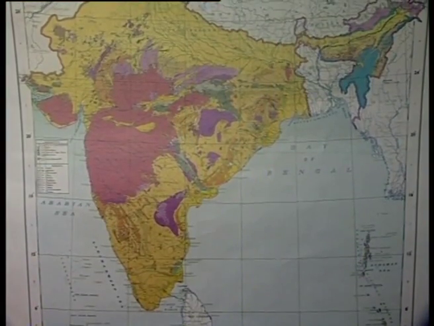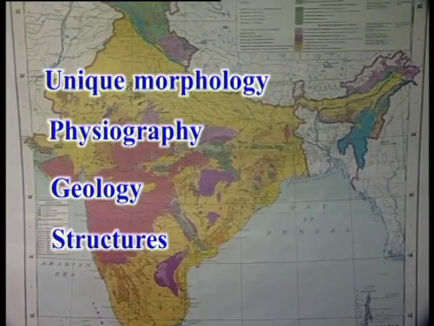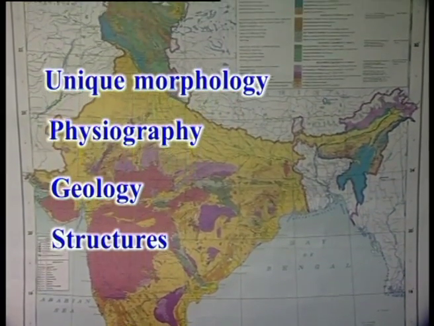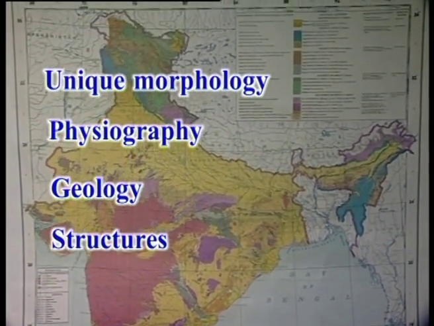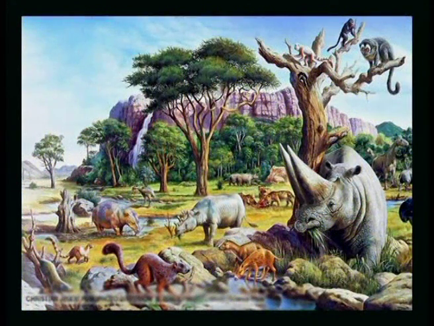Good morning. The topic of discussion in this lesson is morphochronology of India. As you all know, India is the 7th largest country in the world. It is a country with unique morphology, physiography, geology and structures. The geology of India is depicted in a vast stratigraphic sequence starting from the Proterozoic era to recent periods.